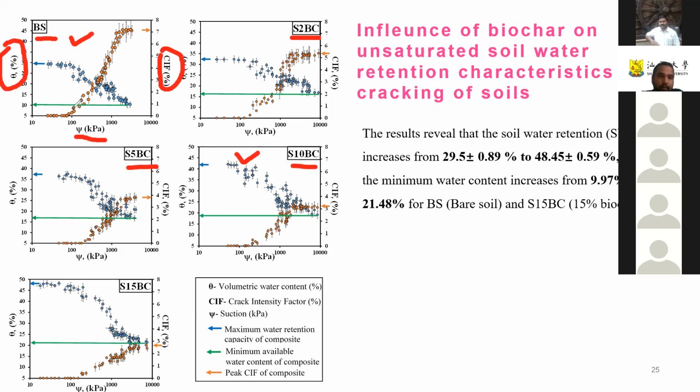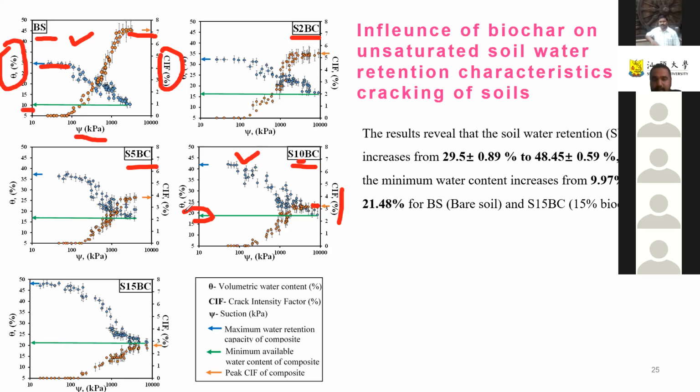So let's look at these orange dots. The orange dot here is around 7. As I said, this is bare soil, right? So for bare soil, it's around 7% cracking. But when we look at soil with 10% biochar, the cracking reduced by more than 2 times. Okay, it's around 3% here. And when we look at this water content curve, the minimum water content is around 10% for bare soil. But when we look at the one with 10% biochar, the minimum water content could reach very close to 20%. It's around 17%, you can say.